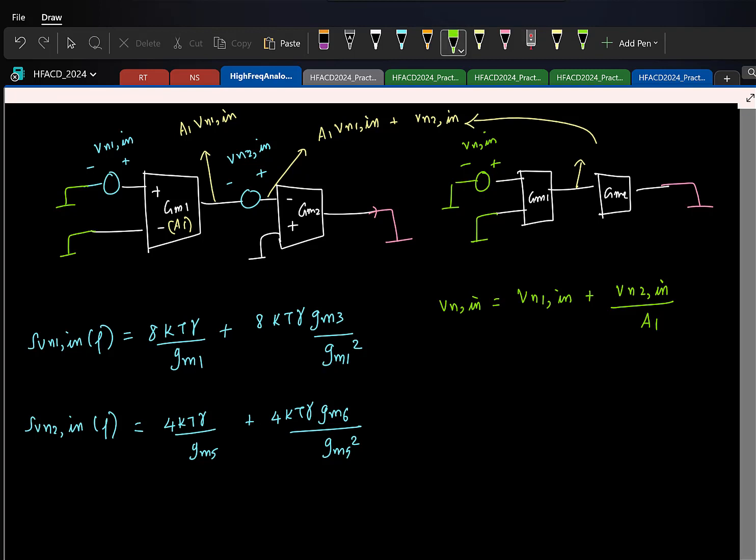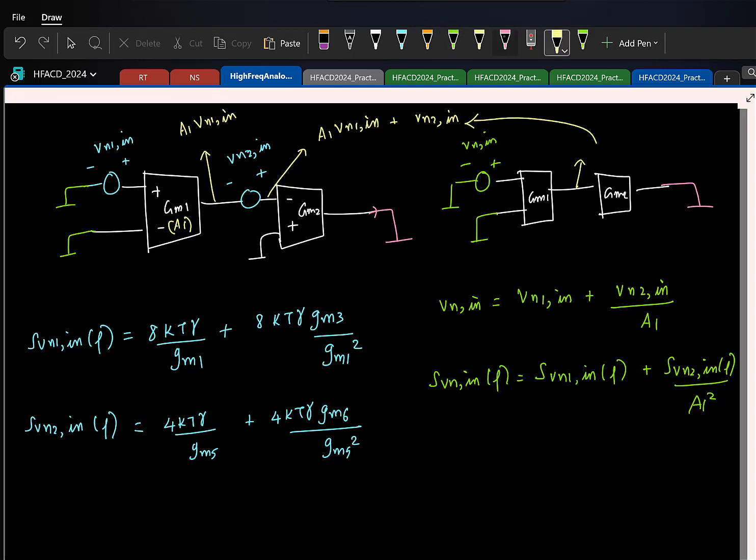Cool. So now if I write the power spectral density, S_Vn,in of the overall thing, that is Vn1,in squared of f plus Vn2,in squared of f divided by A1 squared, right? Okay. Vn1,in, that we calculated when we had the output at stage one. Correct. Here we have the output at... Doesn't matter, right?